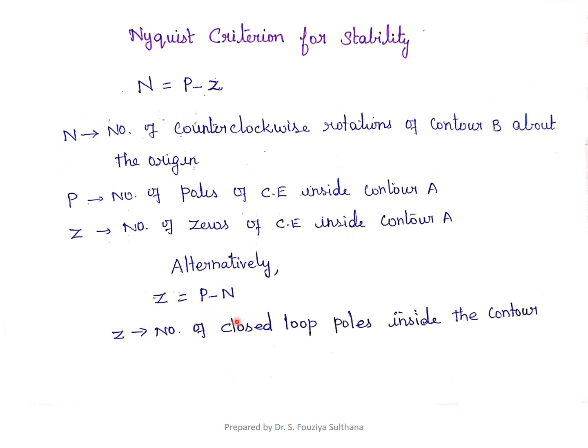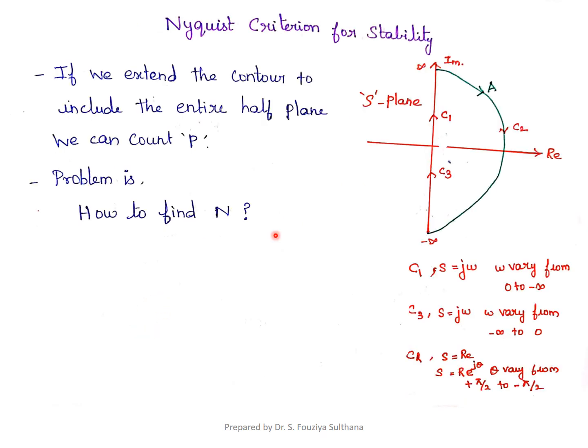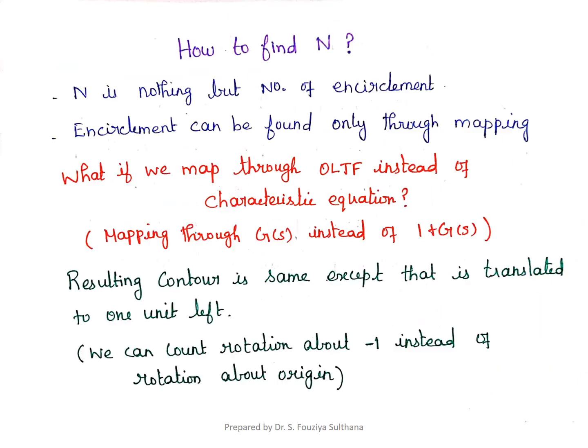We already found that the poles of the characteristic equation are equal to the poles of the open loop transfer function, and the zeros of the characteristic equation are equal to the poles of the closed loop transfer function. So for determining the stability, we should know the position of the poles of the closed loop transfer function. If we extend the contour to include the entire half plane, from minus infinity to infinity, we can calculate the value of P. Now the problem is how to find N. N is the number of encirclements. Encirclement can be found only through mapping.